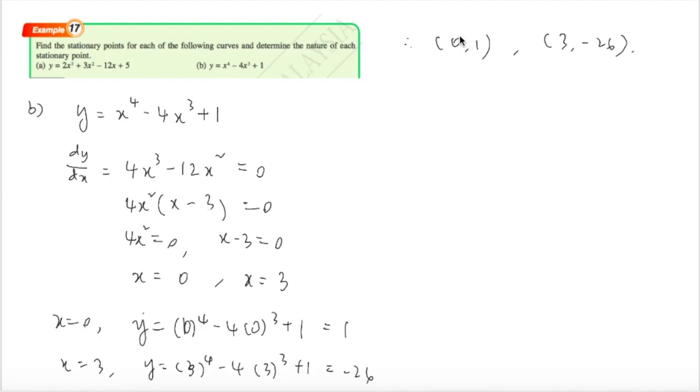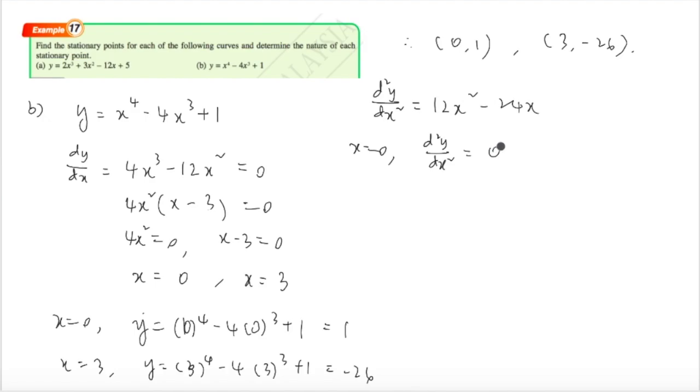Okay, so these are the stationary points. Now determine the nature. An easier method, with no need to change the sign for dy/dx, is the second derivative. Derive again from here: 4 times 3 is 12x squared minus 12 times 2 is 24x. This is the second derivative. Now I substitute when x equals 0, d2y/dx2 equals 0.